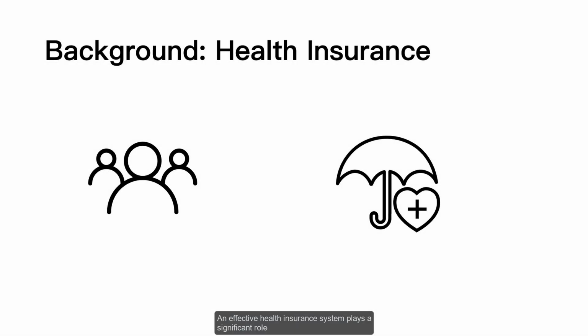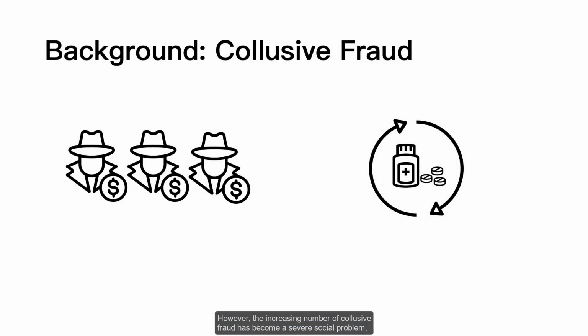An effective health insurance system plays a significant role in managing healthcare resources, enhancing life quality for people, and maintaining social stability. However, the increasing number of collusive frauds has become a severe social problem, with groups of fraudsters buying drugs to resell them for cash.